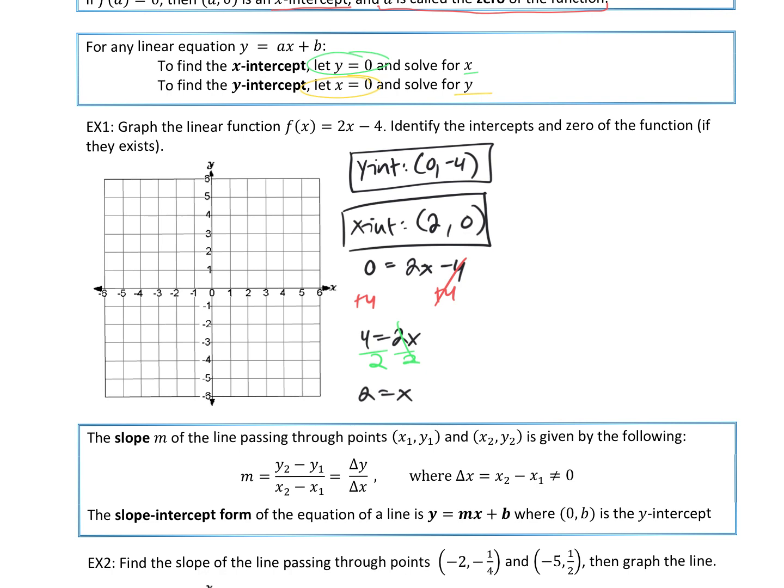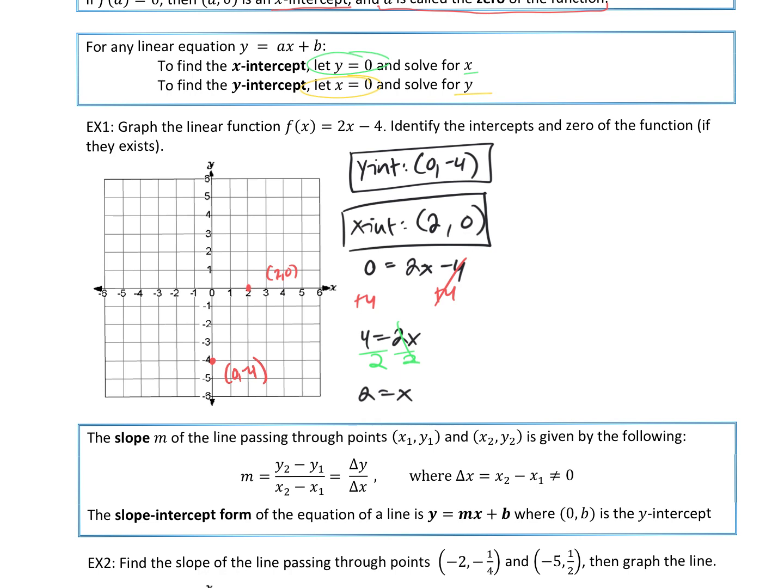Let me go ahead and graph this in red. So x-intercept (2, 0). Sorry, my dog's walking around in the background. And then (0, -4) for y. One thing I do require, definitely on the final, you need to give at least 3 points for each line. So we need to find one more point.